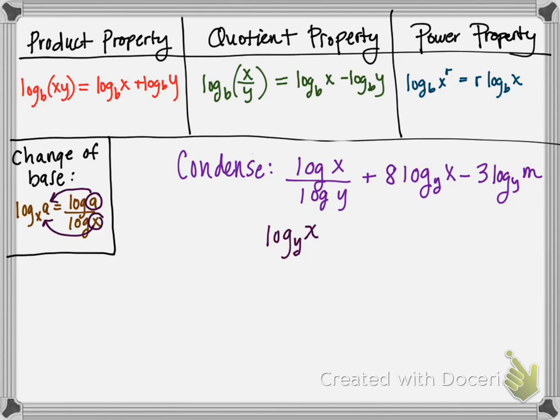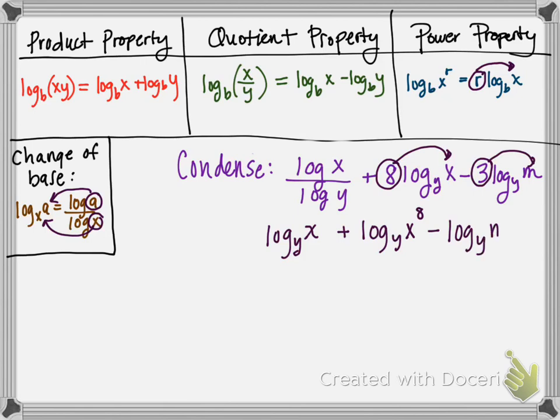The next two expressions, I'm going to be using the power property. They have a number in the front, so we're going to be swinging that back to the exponent position. So the 8 will become an exponent and this 3 will become an exponent. So this is plus log base y of x to the 8th minus log base y of m to the 3rd.